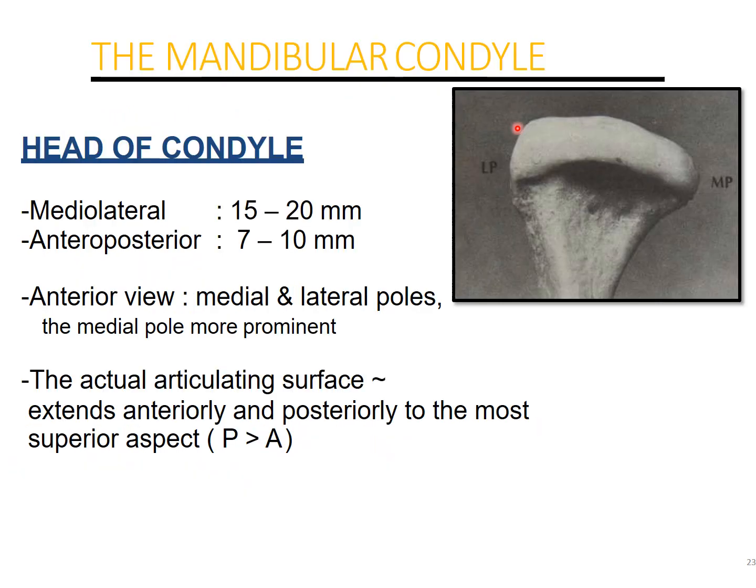Okay, the condyle, as you can see here, is mediolaterally about 15 to 20 mm, and anteroposteriorly it is only about 7 to 10 mm. It has two poles, the medial pole and the lateral pole. These are the two poles of the condyle. The medial pole is more well pronounced, the lateral pole is more flat. The actual articulating surfaces extend anterior-posterior to the most posterior aspect.